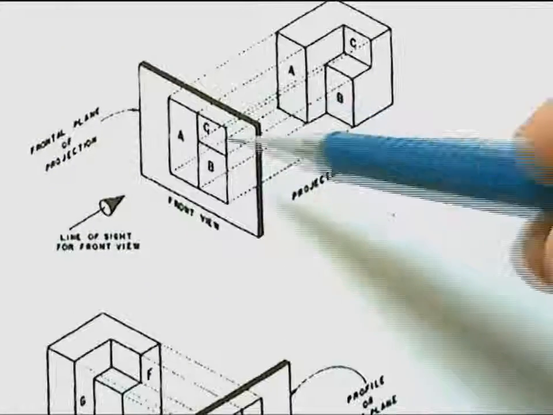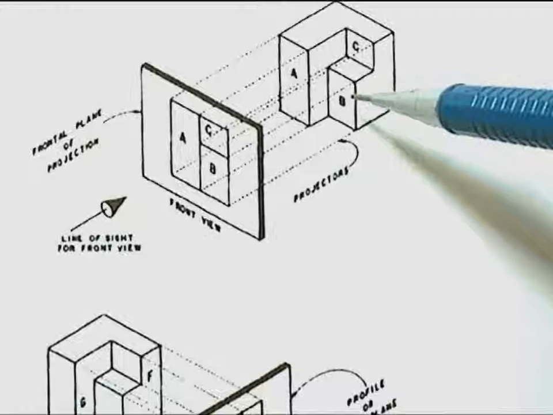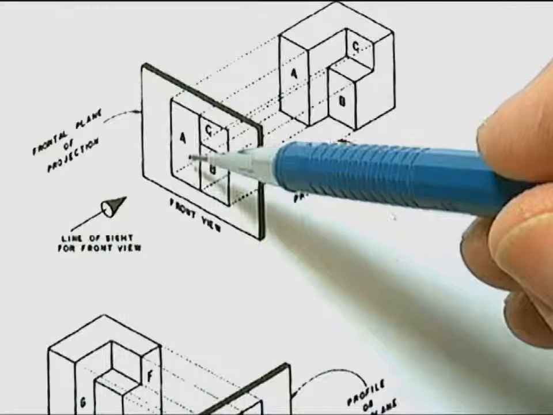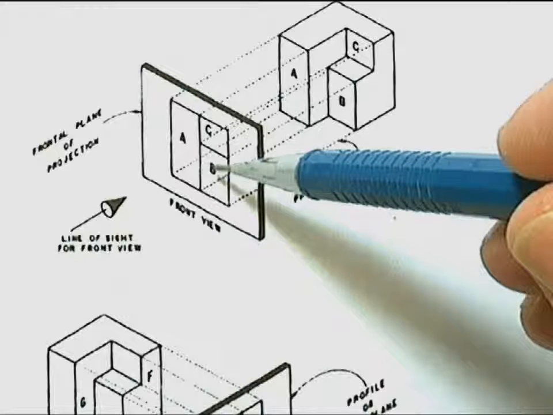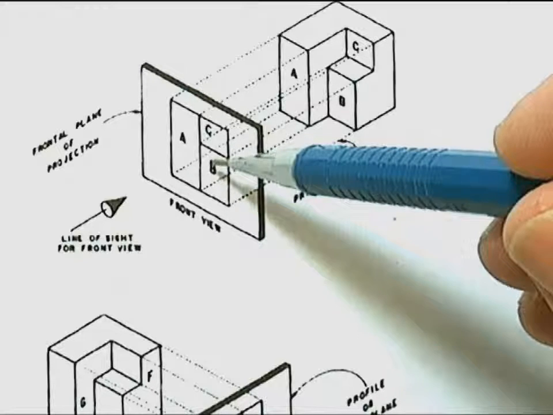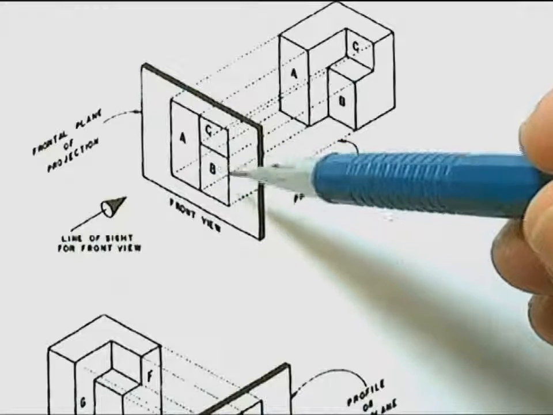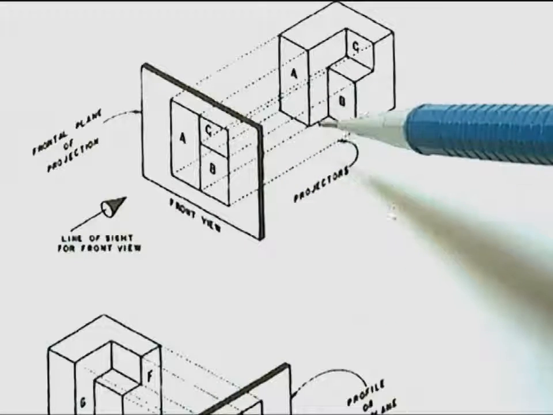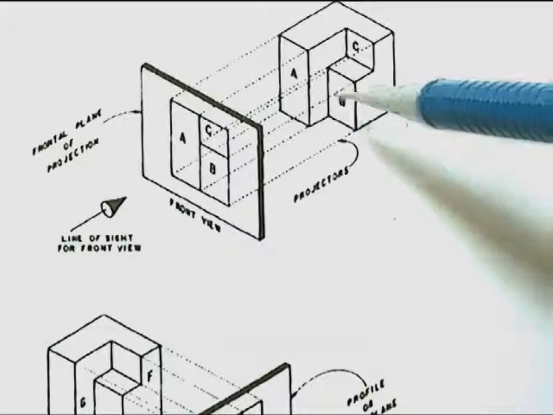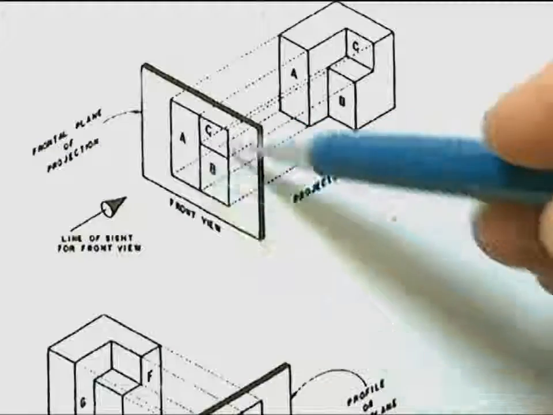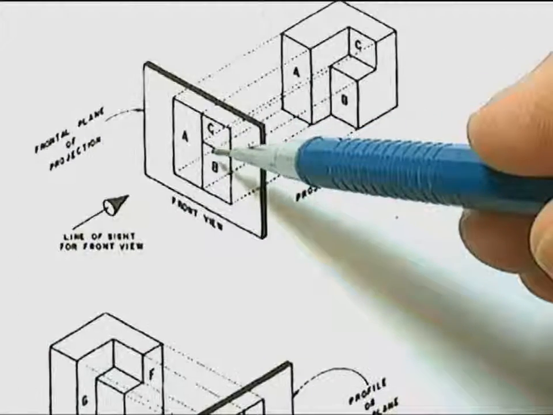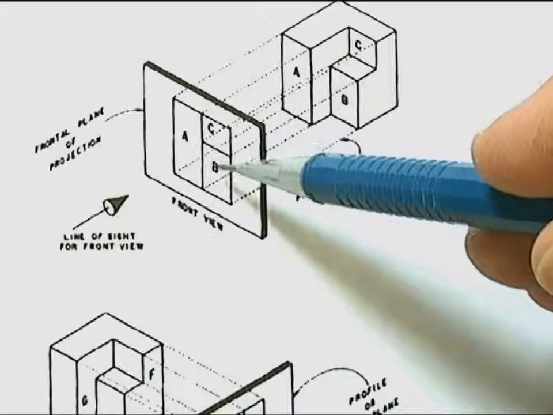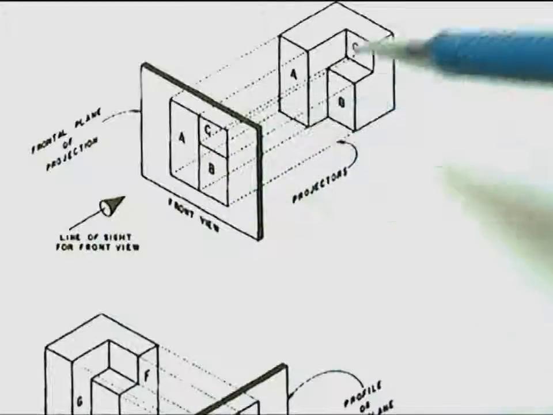So, when surfaces A and B are projected to the front plane, they appear next to each other. So, reading the drawing or creating the drawing, you must look at an adjacent or top side view to see which surface is in front. We can't really tell just by looking at this view. So we have to look at the top view to tell where surface A is.